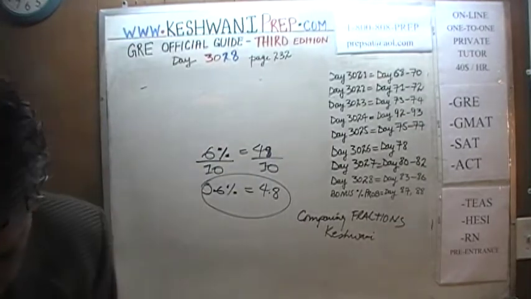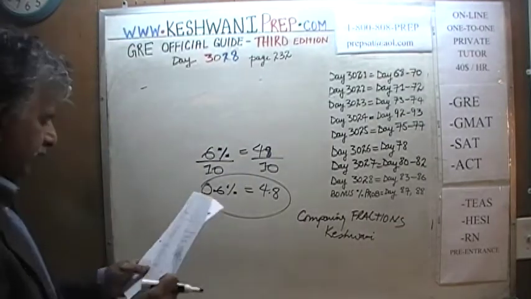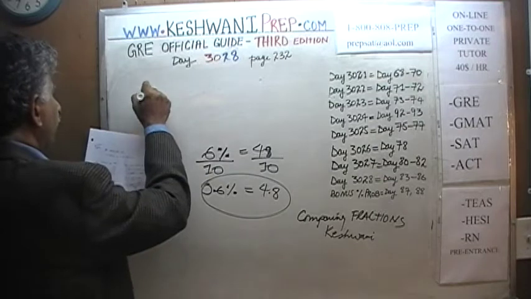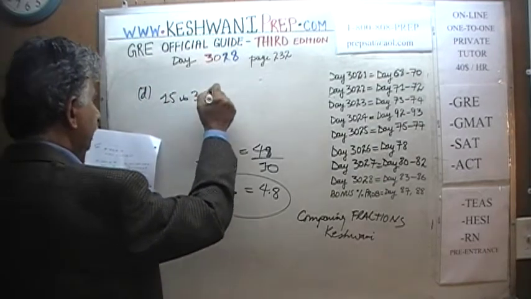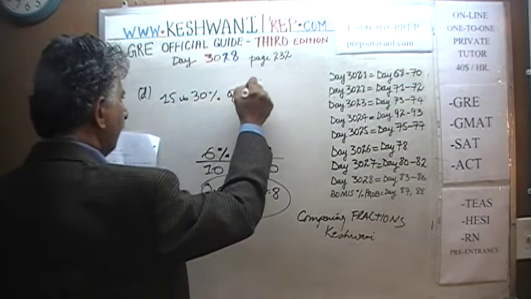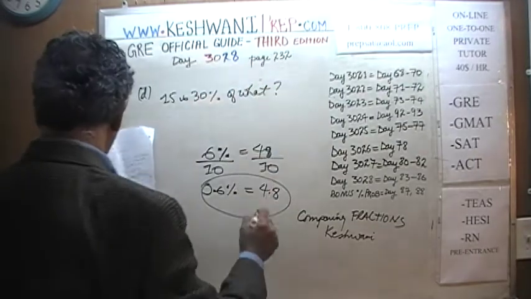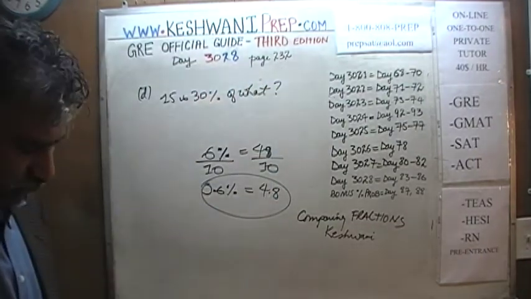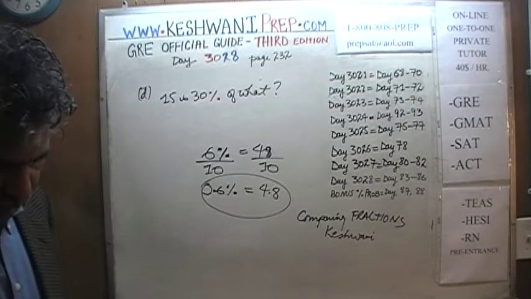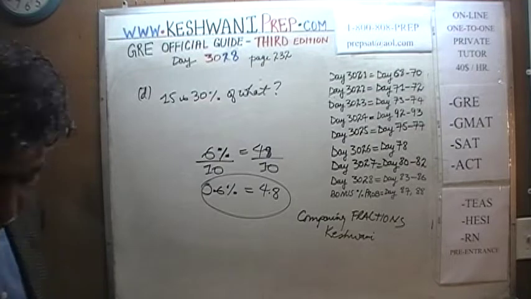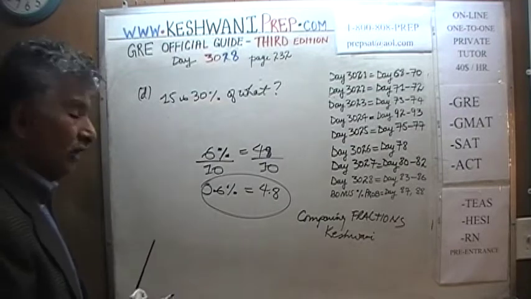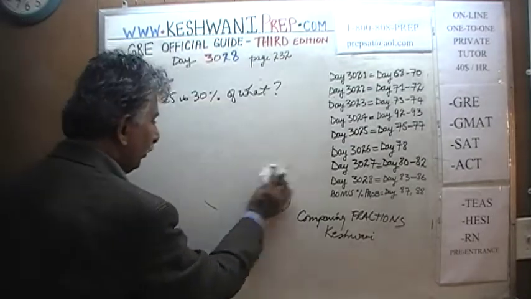Let's go to part D. We don't want to get stuck at one problem for too long. Part D says 15 is 30% of what? 15 is 30% of what? Well, we have a couple of ways. We can set it up traditionally, or we can find some quick and dirty way. We'll do it both ways.